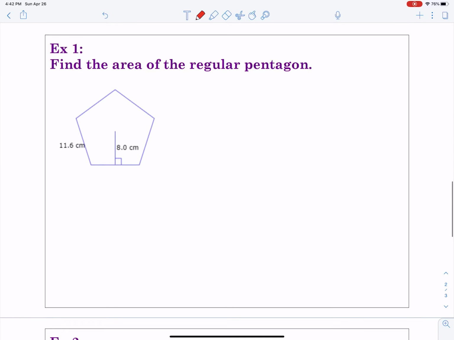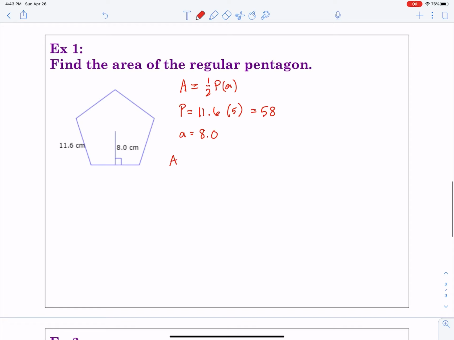So example number 1, we're going to find the area of a regular pentagon. In this case, they gave us a side length and the apothem length. So area equals 1/2 perimeter times apothem. And I like to just write it with parentheses around it so I don't forget. So the perimeter is going to be the side length, 11.6, times the number of sides that we have, which is 5. And then the apothem is actually 8.0. So 11.6 times 5 is equal to 58.